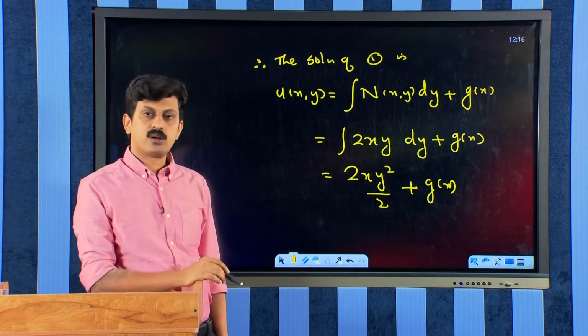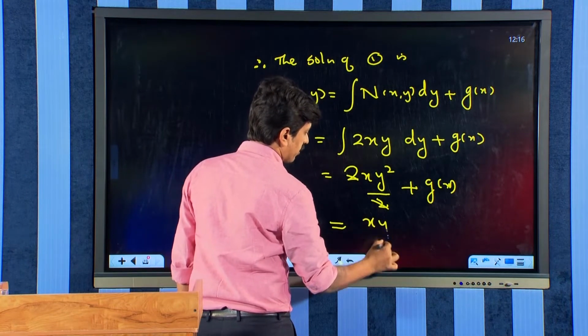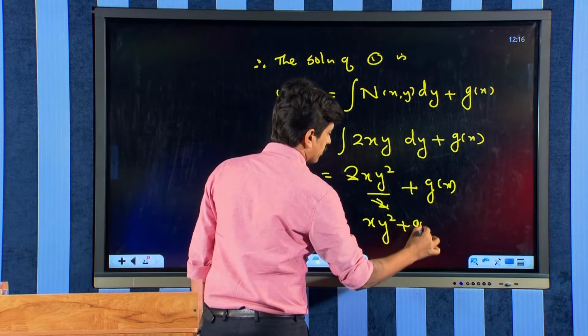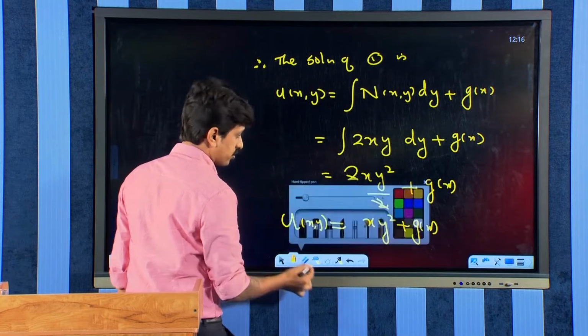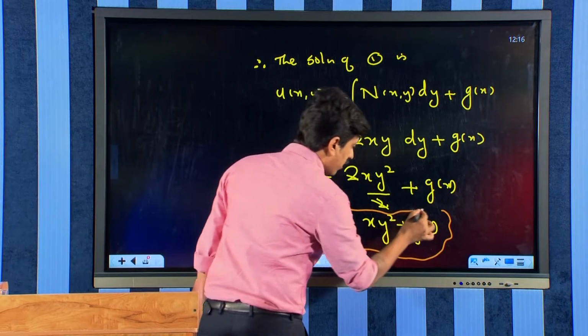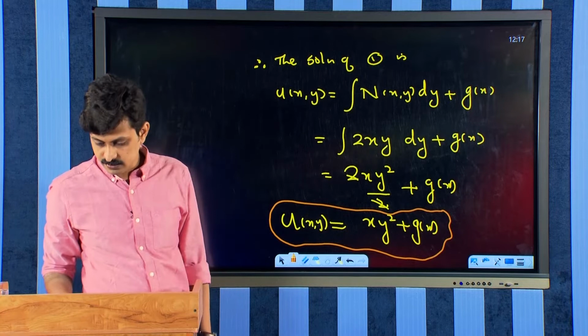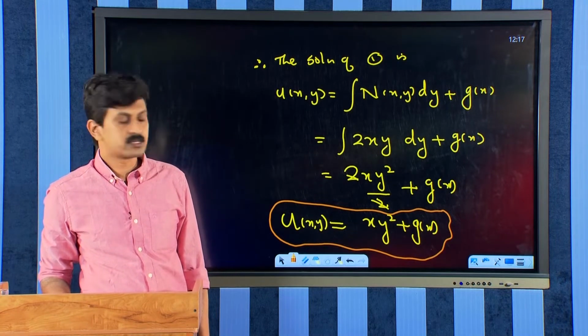Okay. So we have this is equal to 2x²y/2, that is equal to xy² plus g of x. So we found u of x, y as the solution: u of x, y is equal to xy² plus g of x.